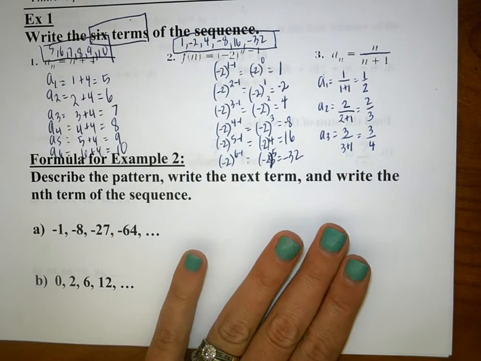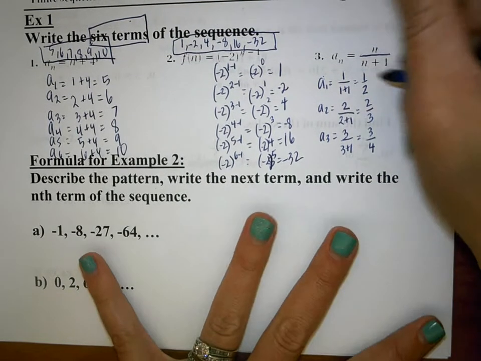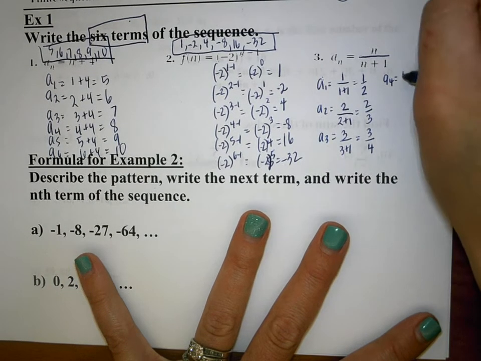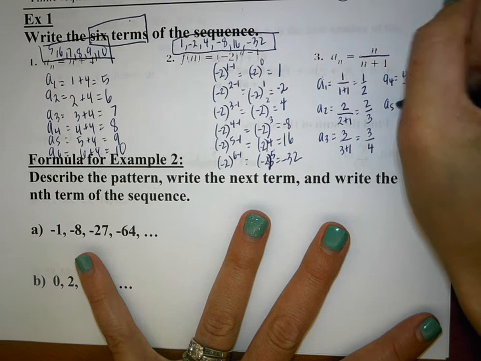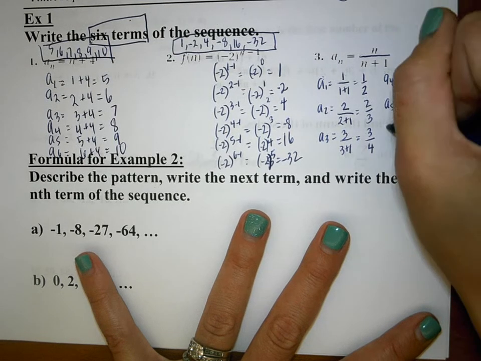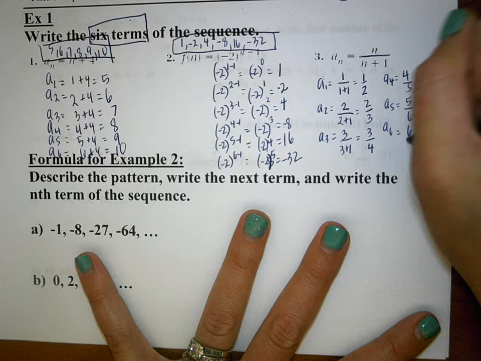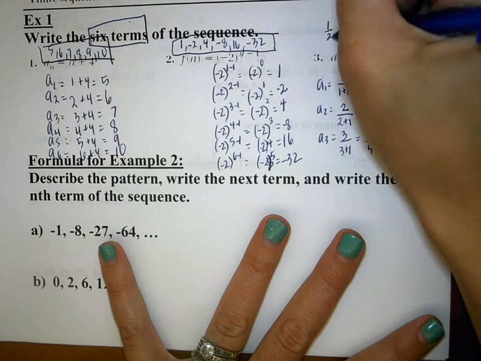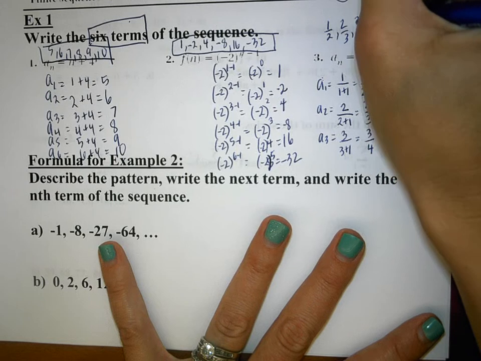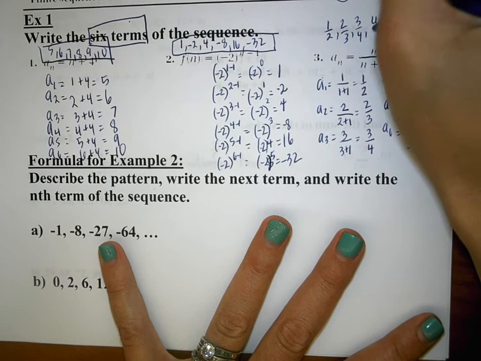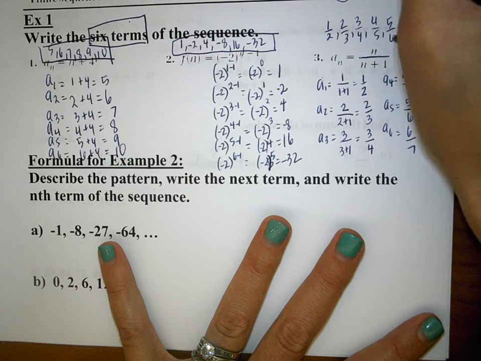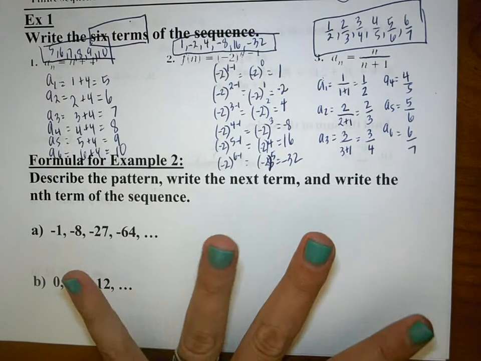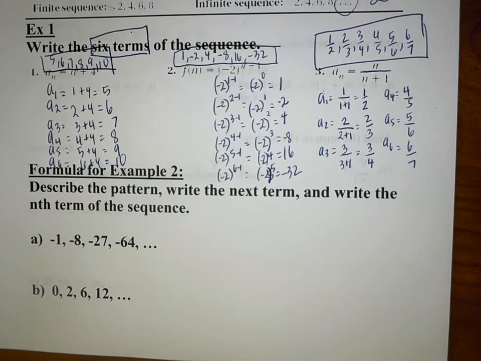Do you guys see a pattern? Yeah. So without even doing the work, a sub 4 is going to end up being 4 over 5. A sub 5 is going to be 5 over 6. And a sub 6 is going to be 6 over 7. And again, we can write our sequence. So we have 1/2, 2/3, 3/4, 4/5, 5/6, and 6/7. Okay, questions?